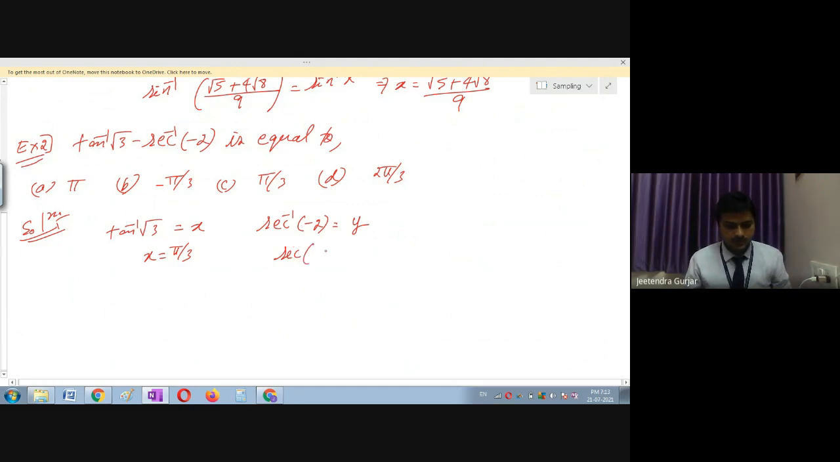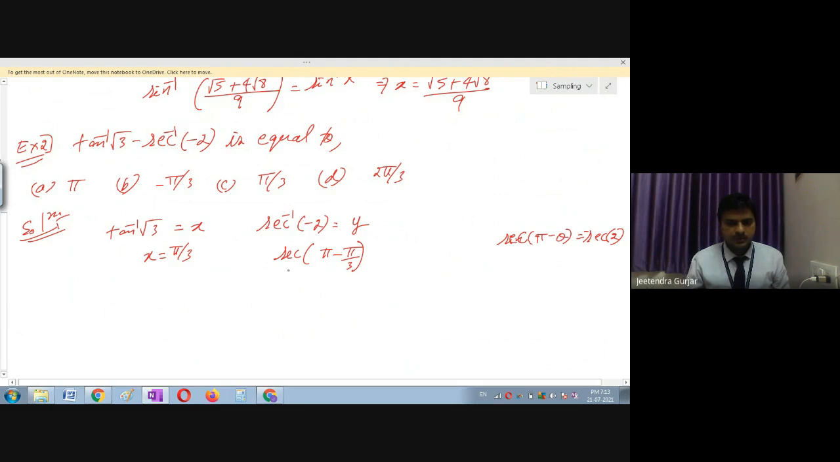So sec of pi minus pi by 3. Sec pi by 3 is 2, but you can see here a minus is there. To simplify this minus, this is a trick. While taking the minus, you always take pi minus pi upon 3, so that this will come in the negative sign. Sec pi minus theta is negative. So you have to remember this. Sec pi minus theta is always negative, so sec is minus 2.